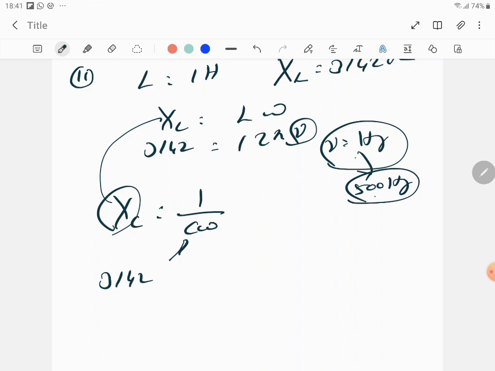Same reactance. So 3142 is 1 by C into omega, and omega is nothing but whatever you get here, 2 pi mu, which is 2 pi into 500. Then cross multiply and you get the value of C.